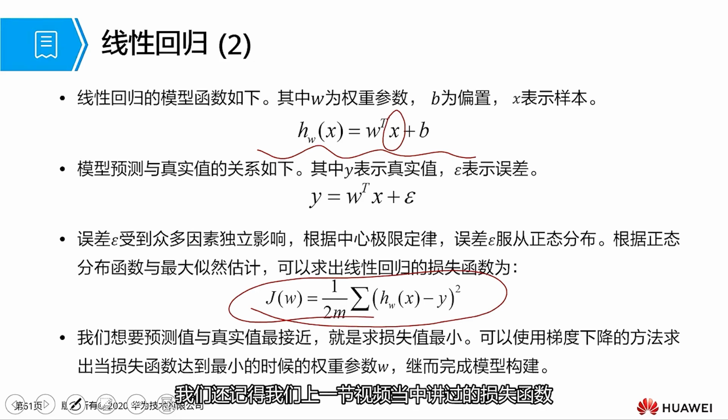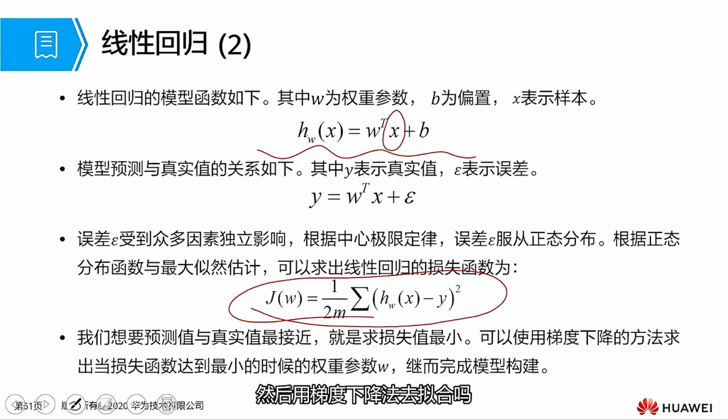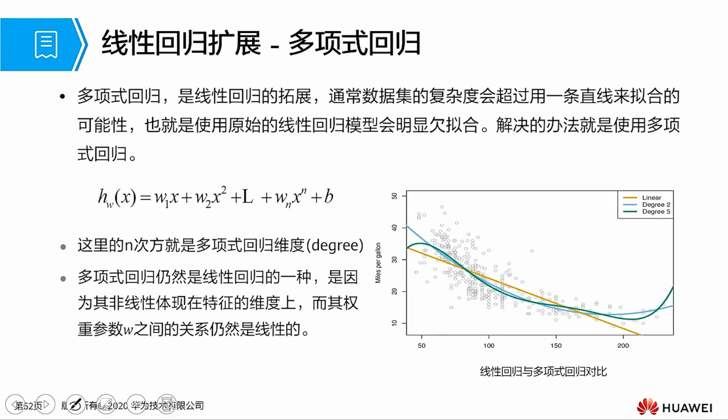How to obtain such a linear regression model? Right here, we use a loss function. We still remember the loss function we talked about in our last video. Stochastic gradient descent is used for fitting. Here is where this loss function is utilized. Minimize its loss function value, and we can obtain our best linear regression model. As long as the loss value is minimized, you can get the best model.